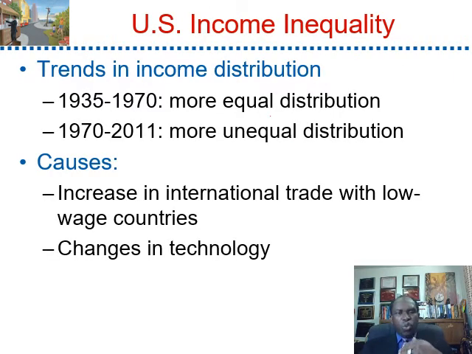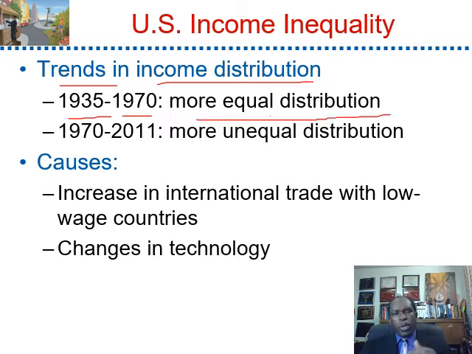There are two trends in income distribution in the U.S. In the 1935-70 period, income was distributed more equally in the U.S. However, for the 1970-2011 period, there was a more unequal distribution of income. There was more inequality in the income distribution.